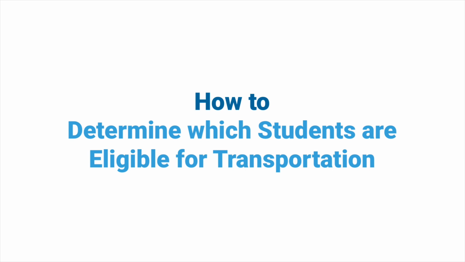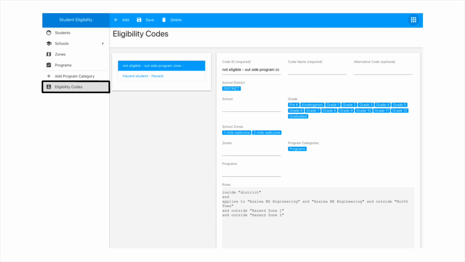How to determine which students are eligible for transportation. Eligibility codes can be set up to specify which students are eligible or ineligible for transportation. This can be a list of rules specifying certain locations. Schools, grades, programs, and zones can also be accounted for as part of the rules. Our support team will be more than happy to help you set up eligibility codes.